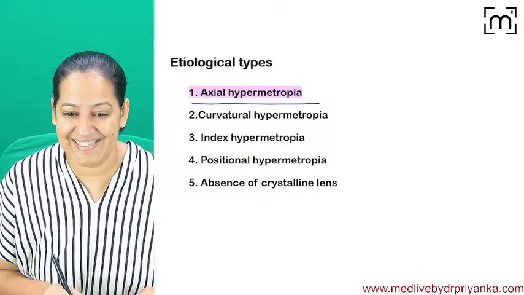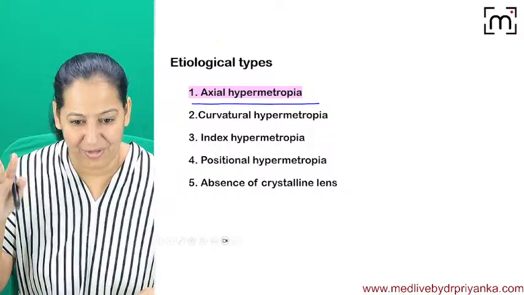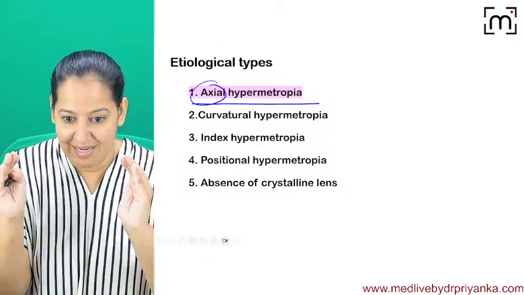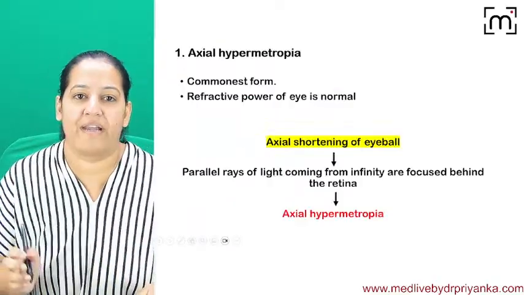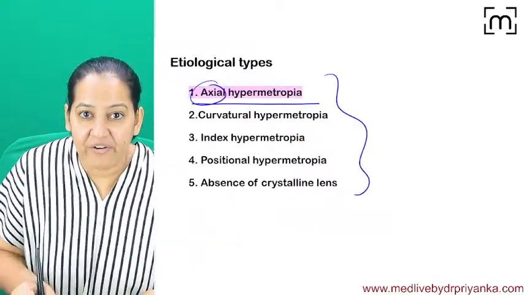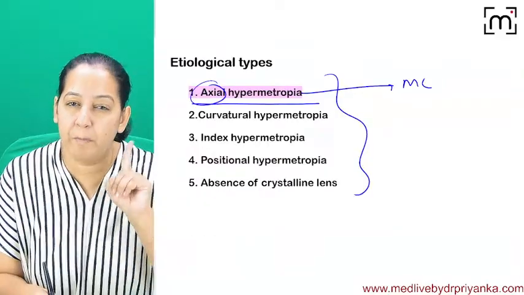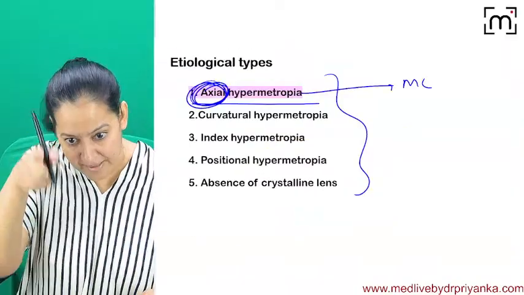What do you mean by axial? Use your common sense. Forget everything, forget ophthalmology, forget medical science. What is the axial length of the eyeball? If the axial length of the eyeball is reduced, the focal point will be beyond the retina. Yes or no? Among the 5, the first one is the most common. Among the 5 types of hypermetropia, the most common is the axial one.